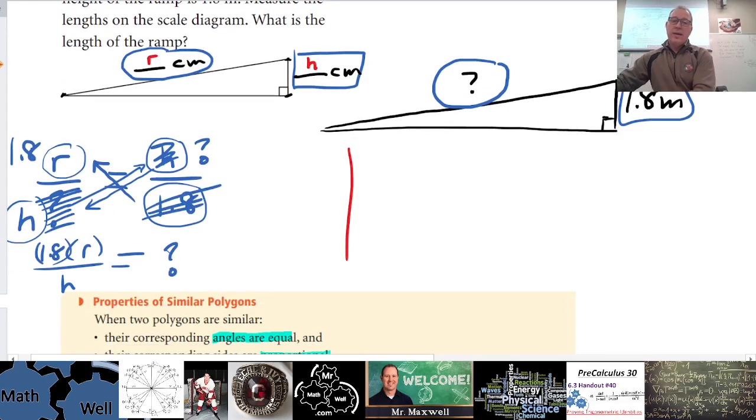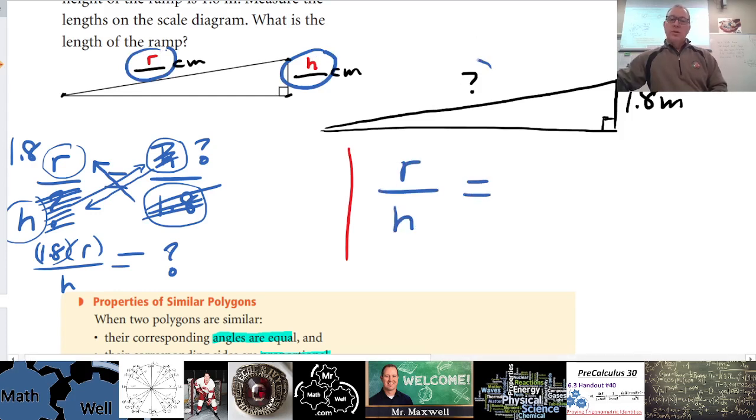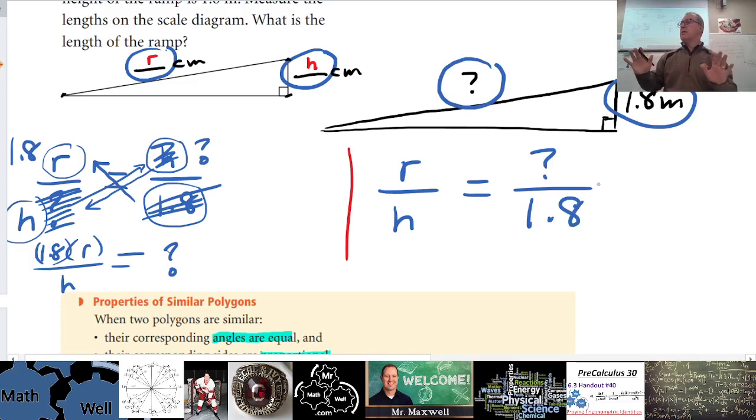Also, another way to do that, and this is another way that I mentioned in the lesson, is the way I like to do this stuff. I don't know why this seems a bit easier to me in a lot of cases, so you can choose which one you like better. But what you also can do, because of the nature of equality here, you could go something like this. R over h equals, again, corresponding side first, question mark over 1.8. That is equally as valid a proportion to set up.